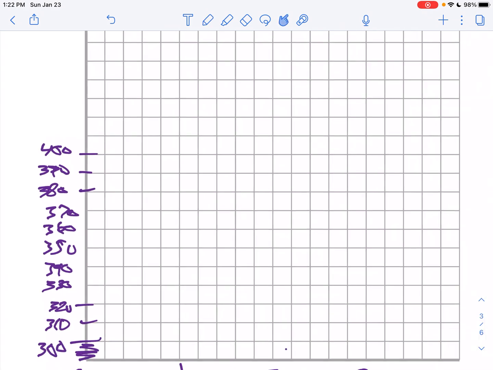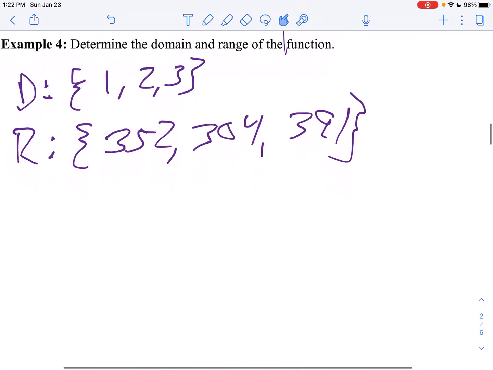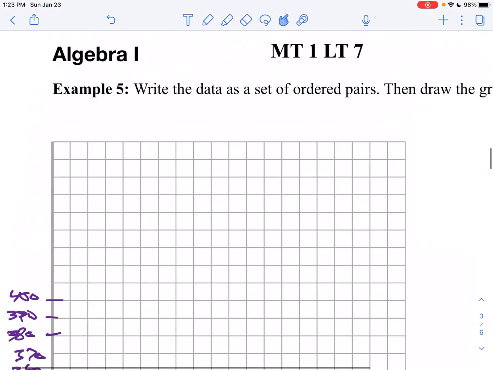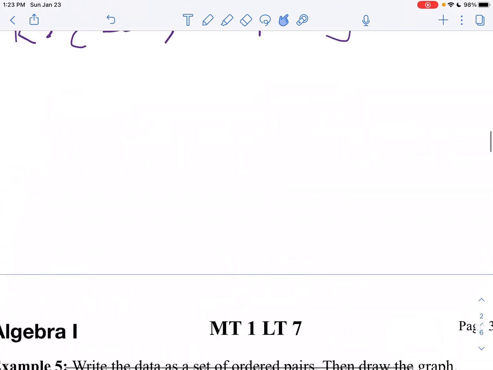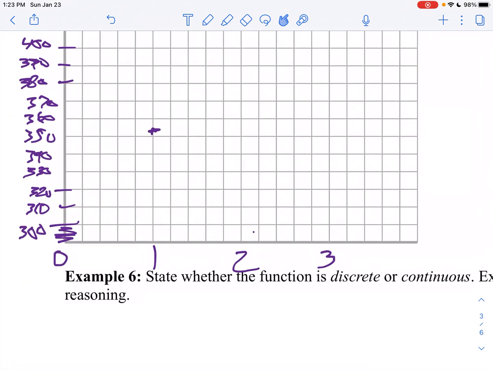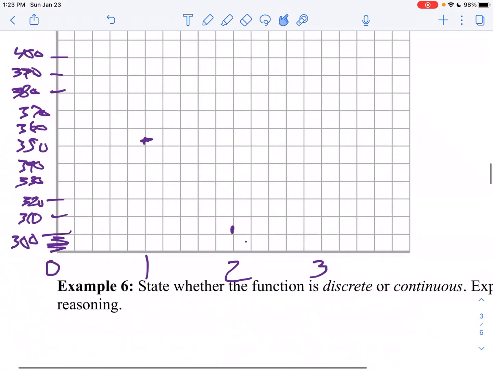Now let's plot our 3 points. So my first lunch period is 352. So I'm going to go over 1, I'm going to go up 352. So in other words, 350, a little bit above 350. So there is 1 and 352. My second lunch period, I'm going to have 304. So here's 304. My third lunch period, we have 391.